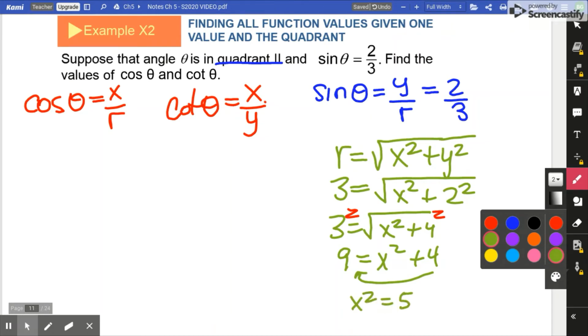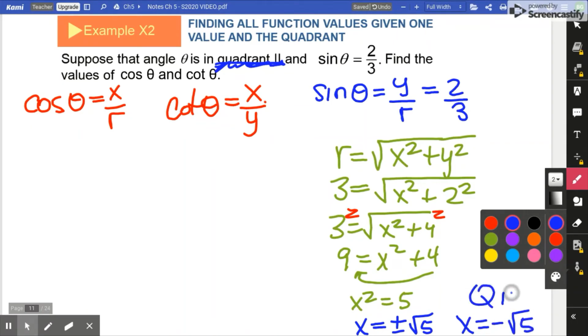And what a lot of people will mess up here, a lot of people won't give me both solutions. There are 2 solutions to this, okay? There are 2 solutions to this equation, x equals plus or minus square root of 5, all right? But we know we're in quadrant 2. And what do we know about x values in quadrant 2? So let's just use the negative version because we're in quadrant 2, okay? That's going to be very important.